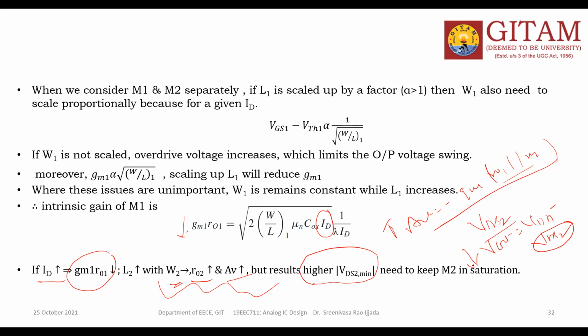So to keep M2 in saturation, as I told you, M2 must be in saturation, then only it can be considered a constant current source. To make M2 stay in saturation, we need the biasing voltage, the voltage applied to the gate. So it needs more voltage. That is one of the issues.